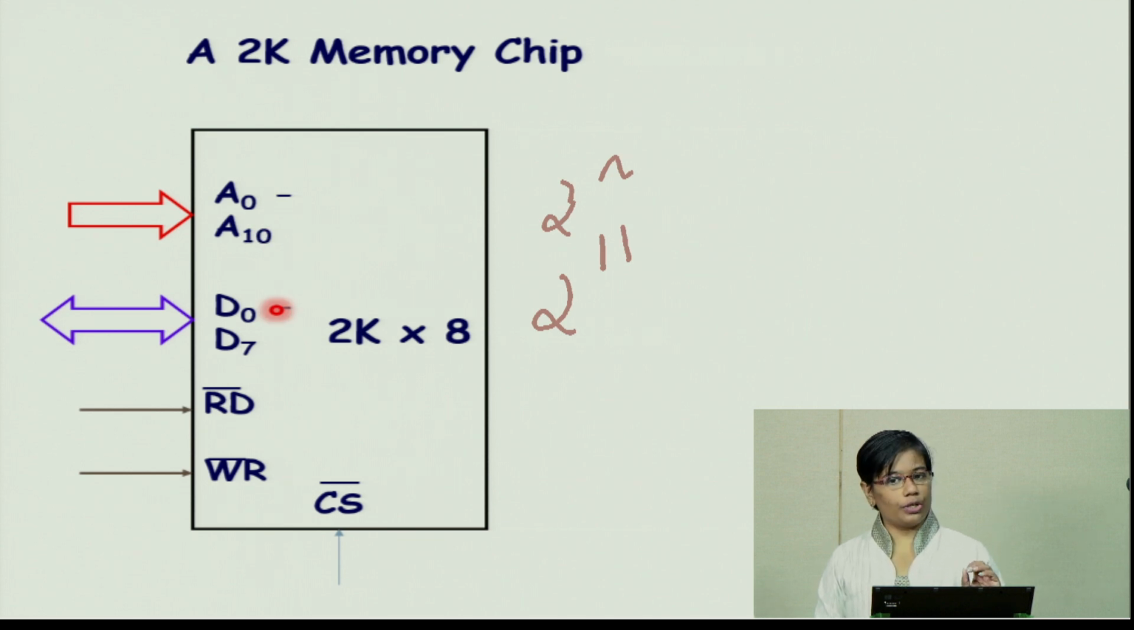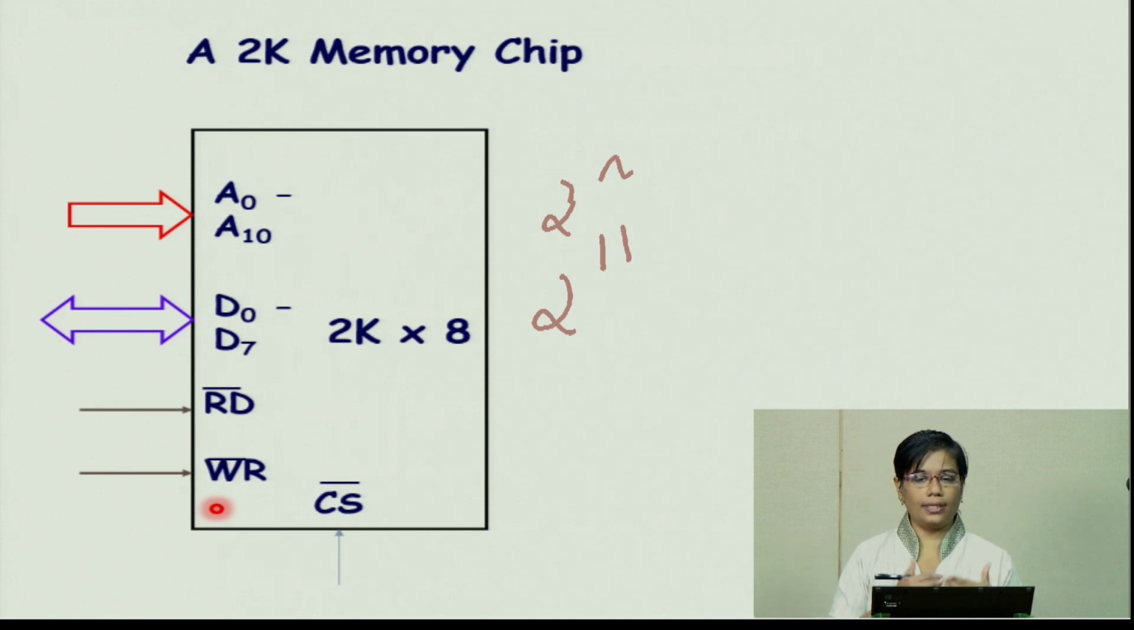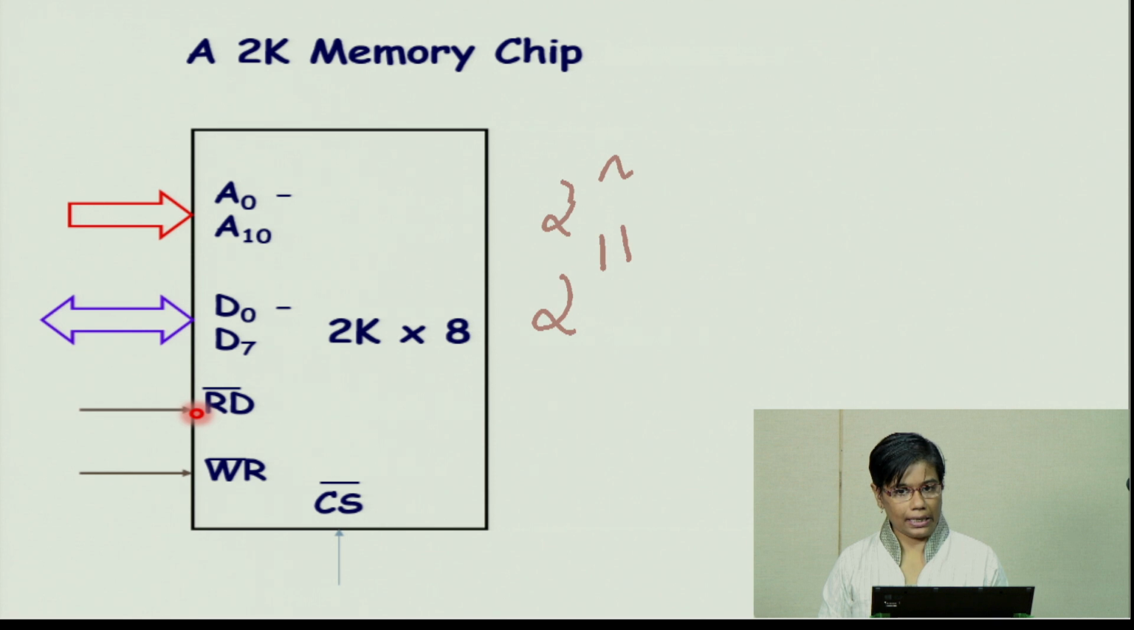And memory is going to be byte organized. It has a data bus D0 to D7. You can read data from memory or write data into memory. So evidently this is going to be a RAM chip which allows you to read data as well as write data. So you have the read control signal, which again comes from the processor.